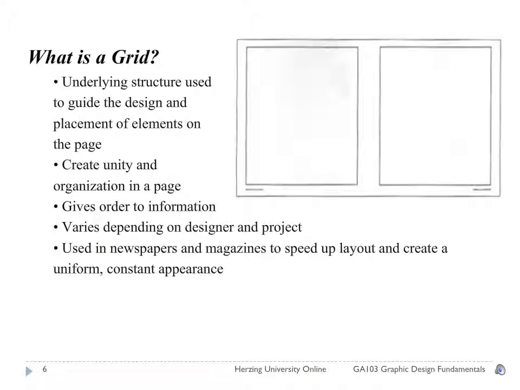So what is a grid? A grid is an underlying structure used to guide the design and placement of elements on a page. They create unity and organization in a page and give order to information. Grids vary depending on the designer and the project. They are used in newspapers and magazines to speed up layout and create a uniform, consistent appearance.